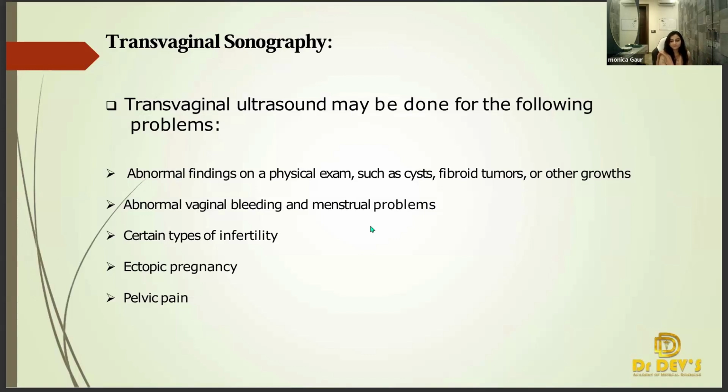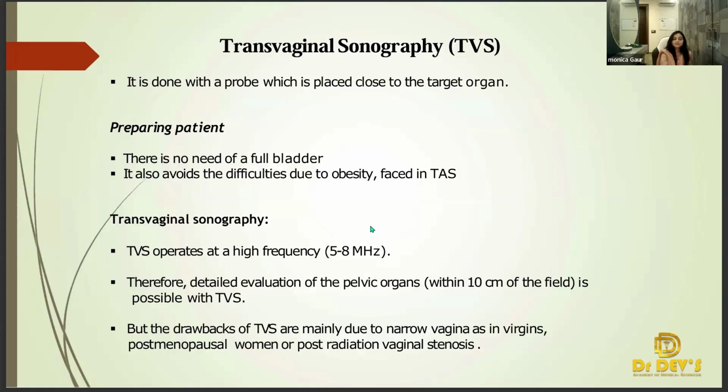Now these are cases where we can go for transabdominal scanning as well. But again, transvaginal sonography has its own advantages in comparison with transabdominal scanning. It is done with a probe which is placed close to the target organ. Why is TVS preferred? There are so many cases who go for transabdominal scanning of the uterus, but after 30 minutes they come to your cabin and say, okay, that's fine, I'm physically active, I'm married, I want to go for TVS, because they do not want to wait a longer period of time to fill the bladder.